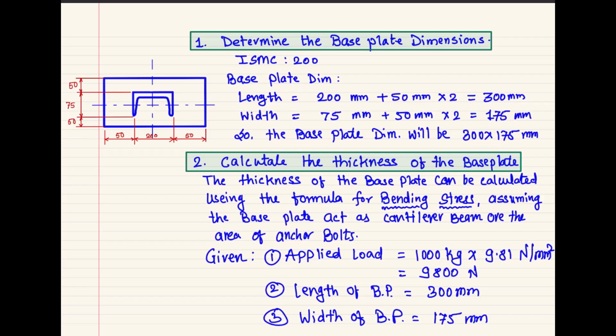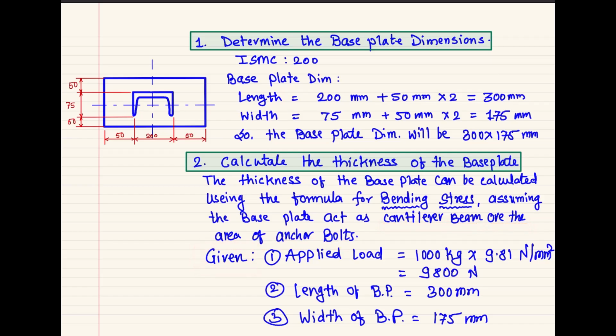It varies depending on the need of the base plate. If you want to put some gussets all around to strengthen the column with the base plate, then the dimensions will vary. Now we are going to calculate the thickness of the base plate. The thickness of the base plate can be calculated using the formula of bending stress, assuming the base plate acts as a cantilever beam over the area of the anchor bolt.